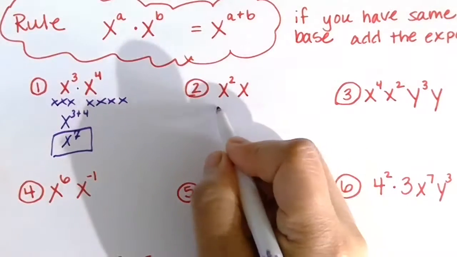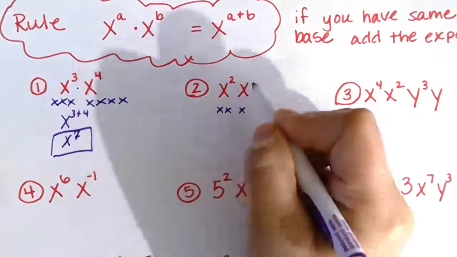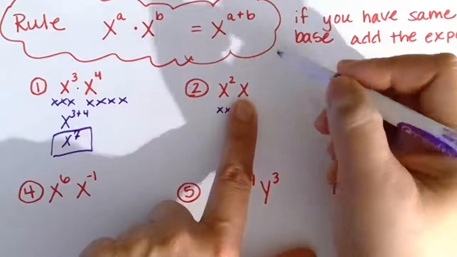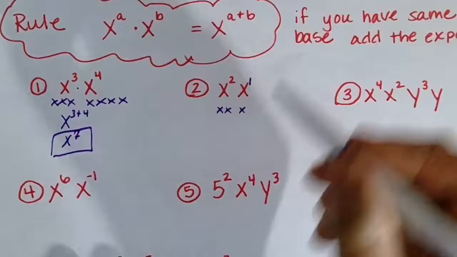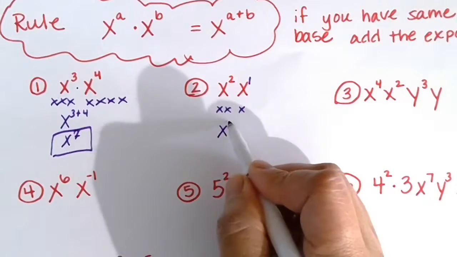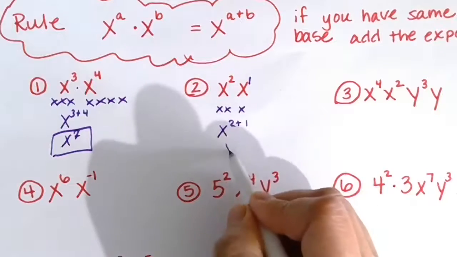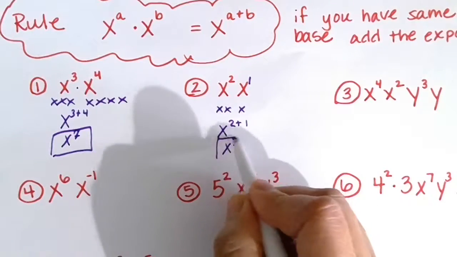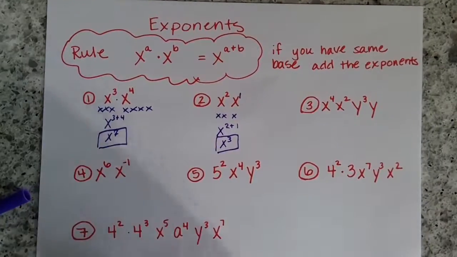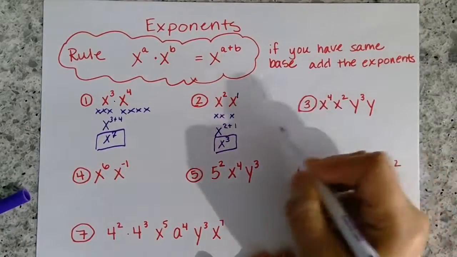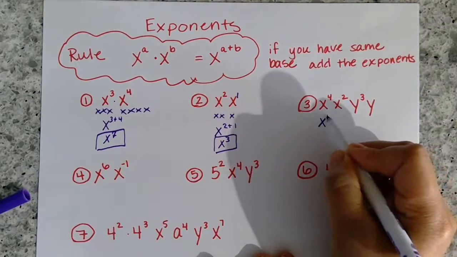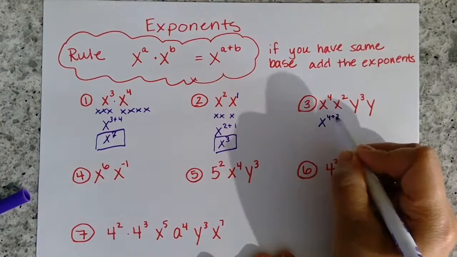This one is the same thing. 2 x's, 1 x. Oh, if there is no exponent there, it's an implied 1. So this is now x cubed. Add the exponents. This one's the same, so we're just going to add the exponents. I'm not going to draw them anymore. So this is x to what power? Good, the 6th power.